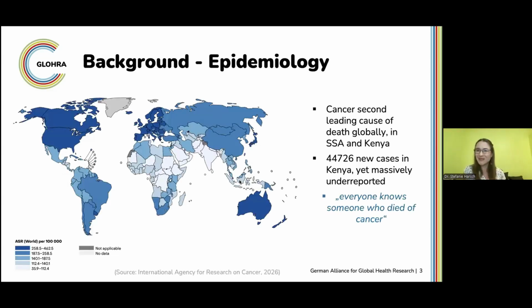But let's get started. This research project was addressing one of the main global burdens of disease, which is cancer, which is worldwide often among the top 5, and in Sub-Saharan Africa, increasingly also the second burden of disease. Currently in Kenya, it's estimated that there are about 45,000 new cancer cases. However, if you ask any person around, they will always tell you that they know someone who died of cancer.